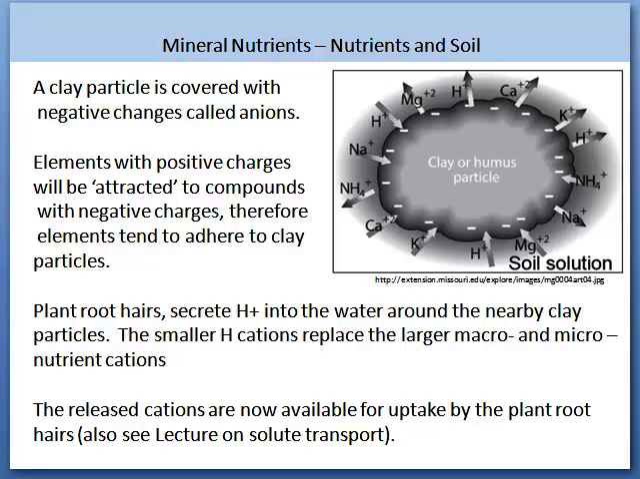Root hairs secrete hydrogen ions into the water around the nearby clay. So this is all the solution around the clay. The smaller hydrogen ions, cations, can replace the larger macro and micronutrient cations. Therefore, the nutrient is released to, and available to, the plant root for uptake. We deal more with this in the lecture on solute transport.